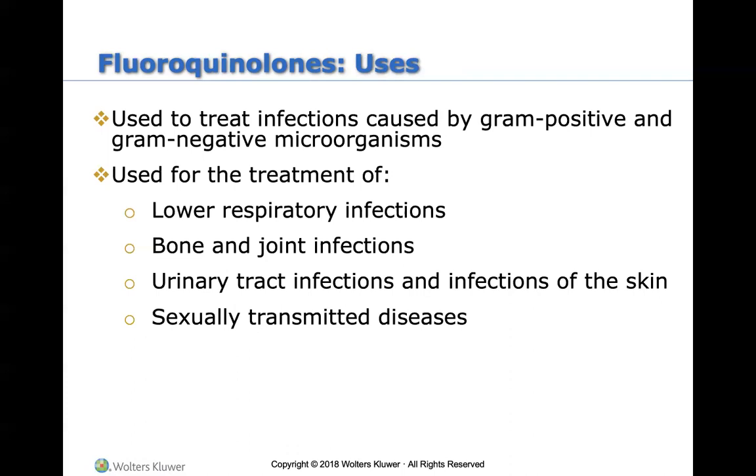Here, we can cover a whole host of gram-positive and gram-negative bacteria that may be causing things like lower respiratory infections like pneumonia or really bad bronchitis, bone and joint infections, oh my goodness, like osteomyelitis or bursitis, urinary tract infections, and that's where I talked about the urologists really liking these, and then infections of the skin. So like staph infections of the skin, sometimes we'll use this, but it's a little less often than our other medications, which are more first line. And then STDs can use fluoroquinolones as well.